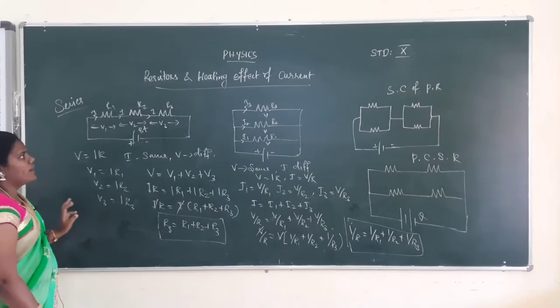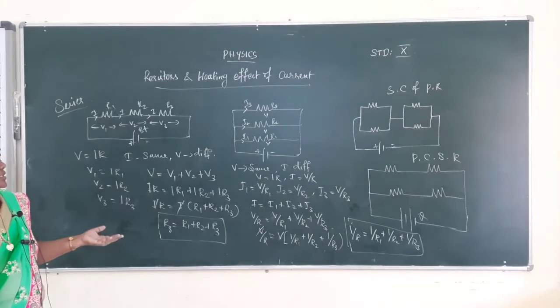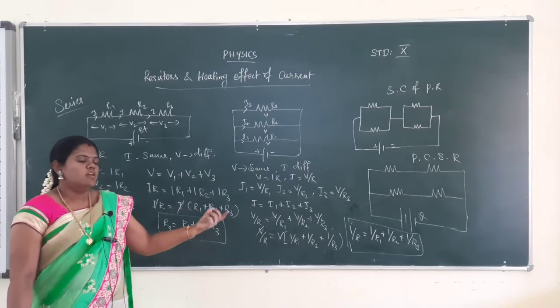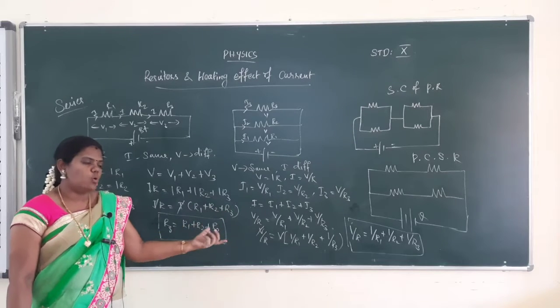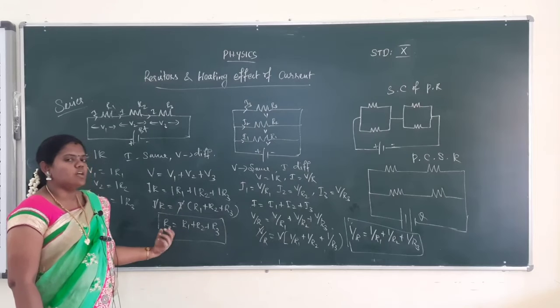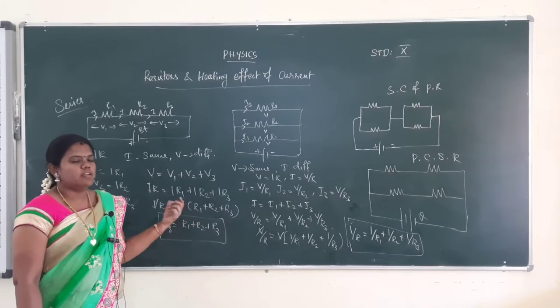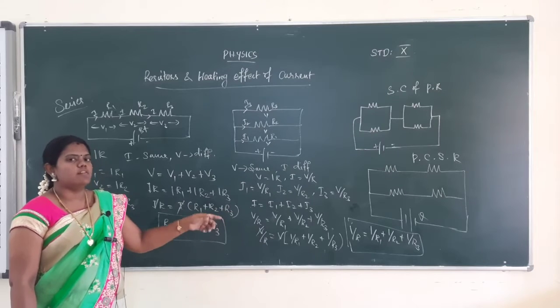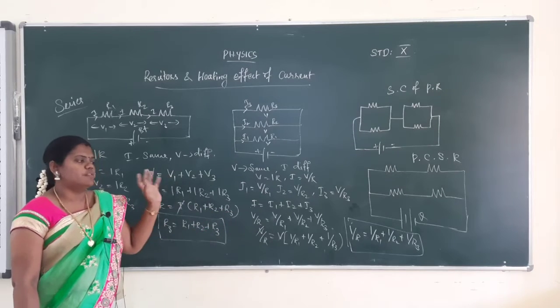Okay, so what are the differences between the series and parallel combination? In series, the equivalent resistance will be very much greater. In parallel, the effective resistance will be very much lower. And in series, if one is switched off, none of the appliances will function, but in parallel, if one is switched off, the others continue to work. Okay, that is the difference between the two.